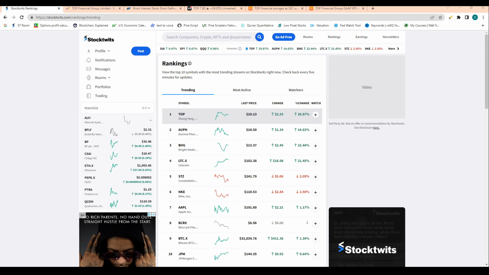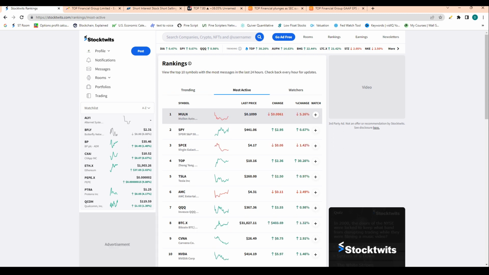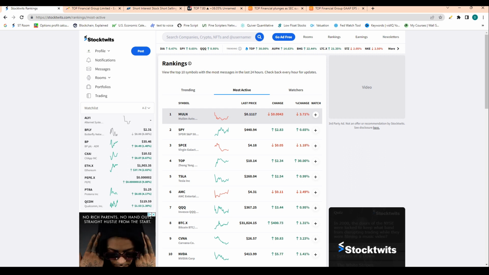So Top Financial here is the number one trending stock on StockTwits. It's also the fourth most active stock, meaning that it's the fourth most talked about stock on StockTwits, which is kind of incredible when you consider how small the company is. The company is only at about $250 million in terms of market cap. So pretty interesting there. And for those that don't know, this is a trading platform stock. Like I said, about a quarter billion dollar market cap, and they trade at an 80 times price to earnings ratio.